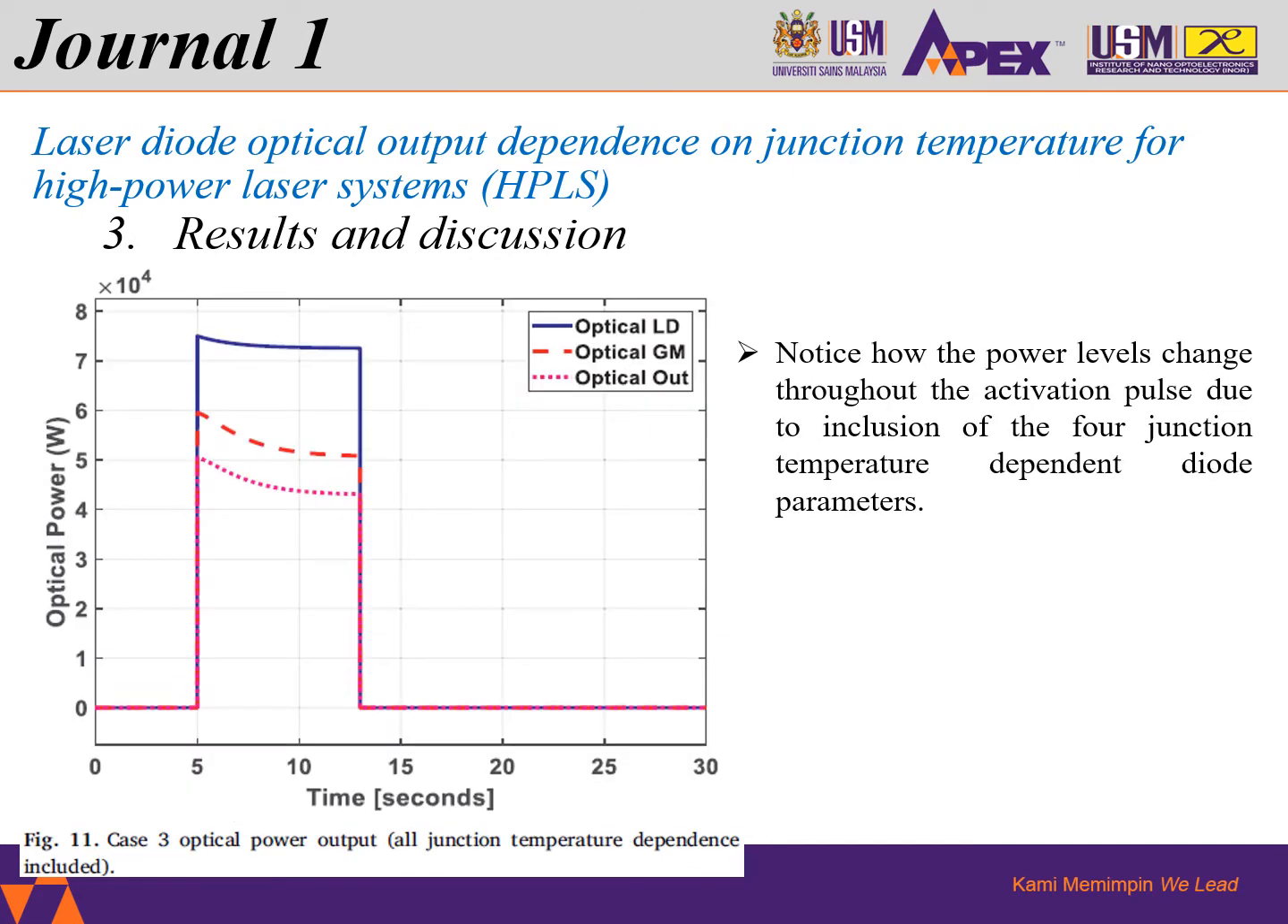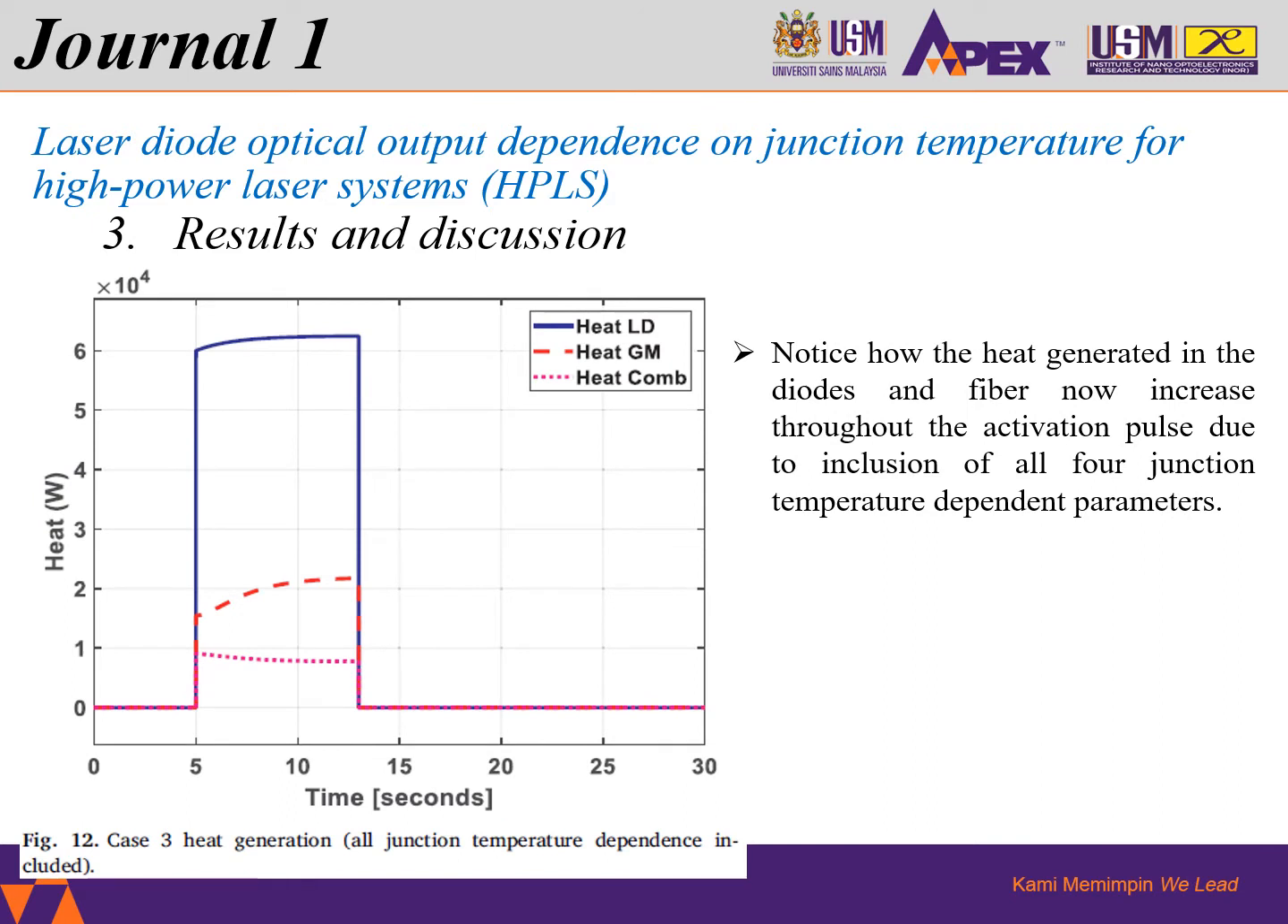And this is the third case of optical power output results here. It shows even more degradation now when we include the 4 junction temperature dependent diode parameters, as well as case 3 heat generation. So it's no longer constant, like in case 1. This is again inclusive of all junction temperature dependence diode parameters.